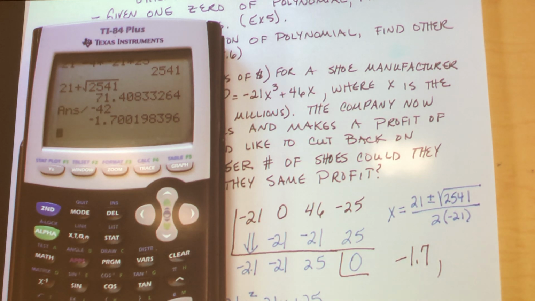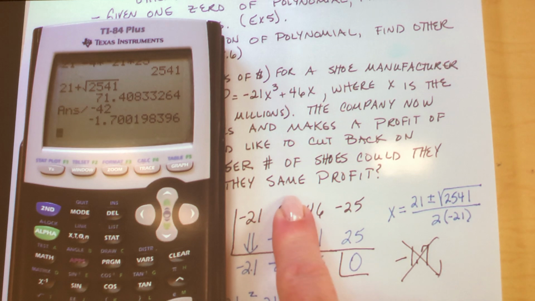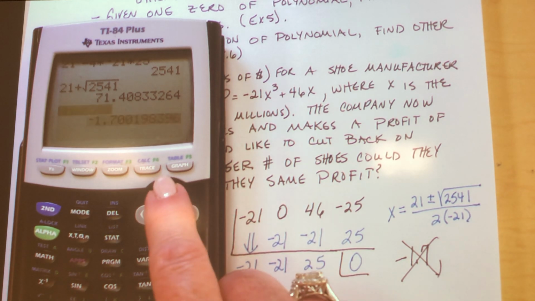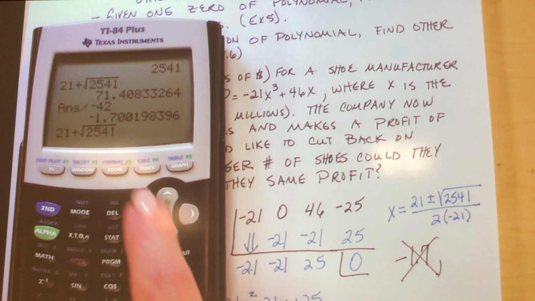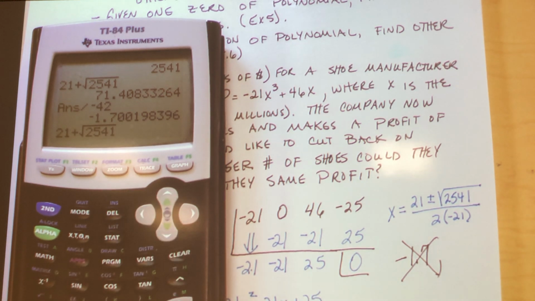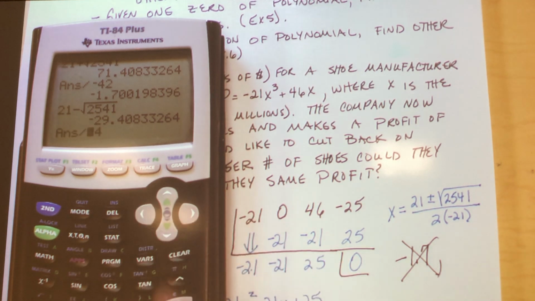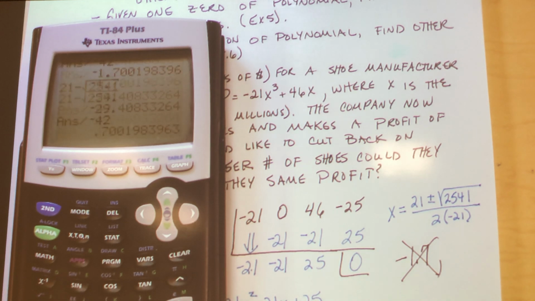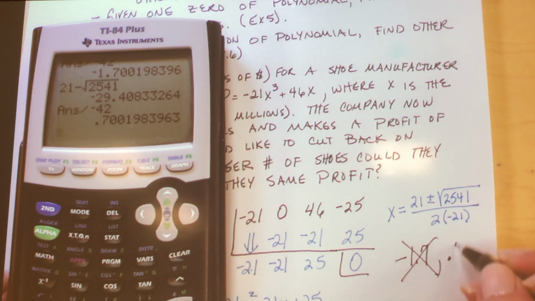That's not possible. Why is that not possible? That's negative. You can't make a negative number of shoes. So yes, it is an answer to this equation, but it doesn't make sense in my problem. All right, so let's do the other one. I'm going to go up here, grab this, and change that plus to a minus. Then I divide by negative 42, okay? And then I get 0.7.